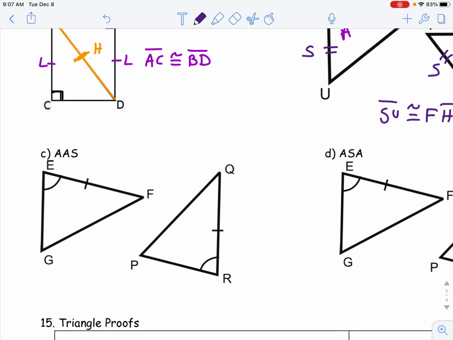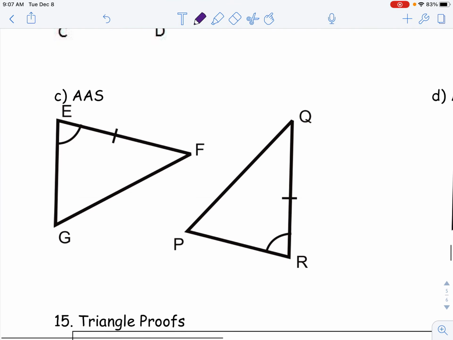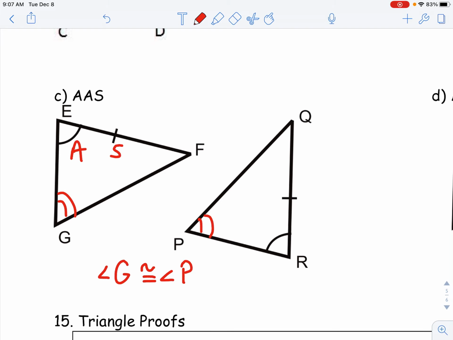All right, next one. Angle, angle, side. So I have an angle, I have a side. This time the angle has to make it non-included. It can't make it where the side is between both angles. So boom, G, and boom, Q. Angle G is congruent to angle, or did I say Q? I meant to say P.